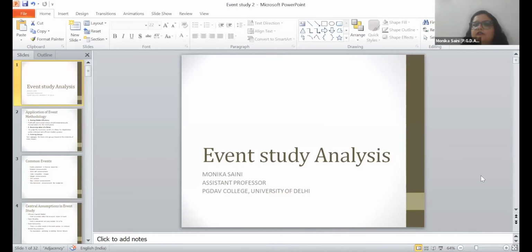For example, in the previous session by Professor Anjali Gupta ma'am, you must have heard about the terms like normal returns, abnormal returns, average abnormal returns, cumulative average abnormal returns, right? So I'll be talking about these terminologies in detail, and I will also be telling you about calculation of these terms in Excel.